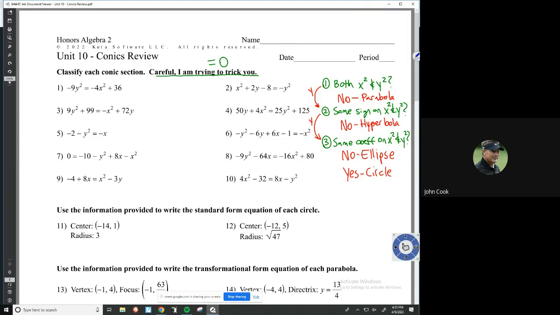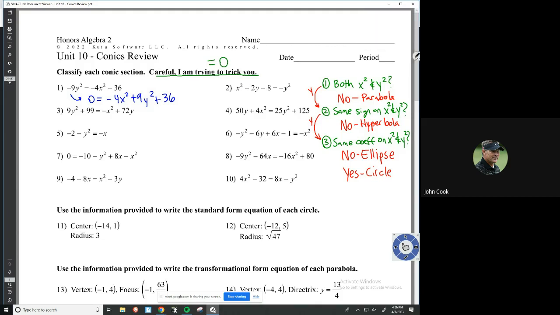Okay, so let's get it in general form. We need to get 0 on one side, so I'm going to move the negative 9y squared to the other side. So I get 0 equals negative 4x squared plus 9y squared plus 36. Okay, so now I've got everything on the same side. What I'm going to do is ask my questions and see what kind of conic section this is.